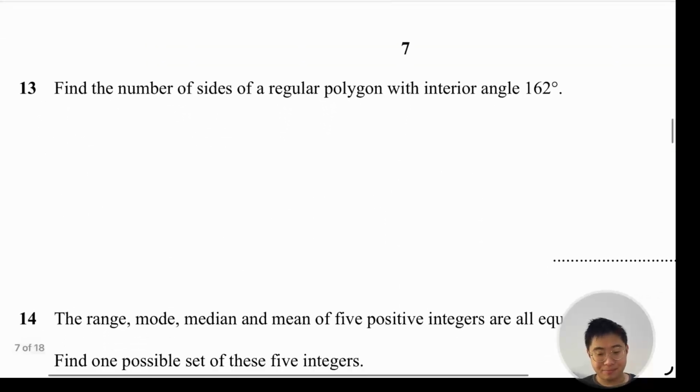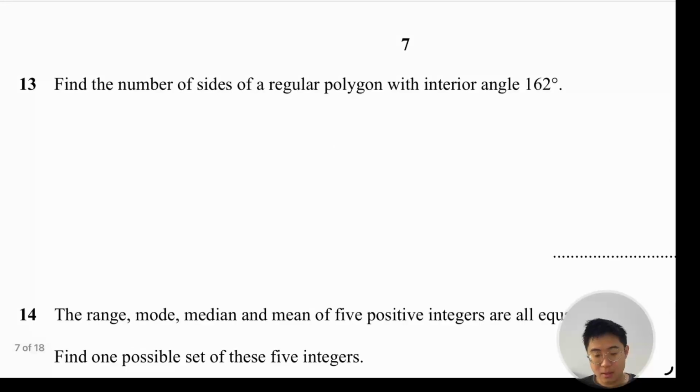Question 13. Find the number of sides of a regular polygon with the given interior angle. There's two ways of doing this question. One is you can use the interior angle formula, so that would be n minus 2 times 180 degrees, and then you divide by the number of sides. You should get 162. You can simplify all that.